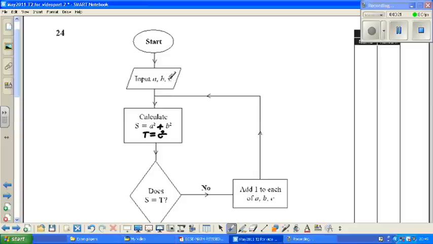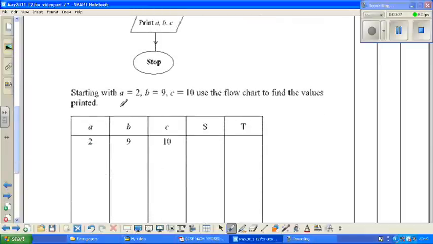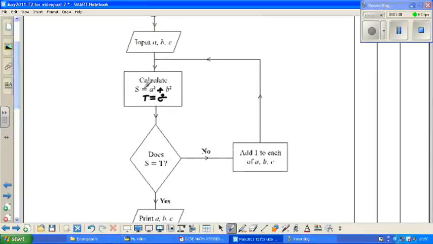It says to input some numbers for A, B and C. There's a table at the bottom of the page. It says start with A is equal to 2, B is equal to 9, C is equal to 10, and we're going to work out what the values of S and T are. So let's look back in the flowchart. It starts off by saying S is equal to A squared plus B squared.